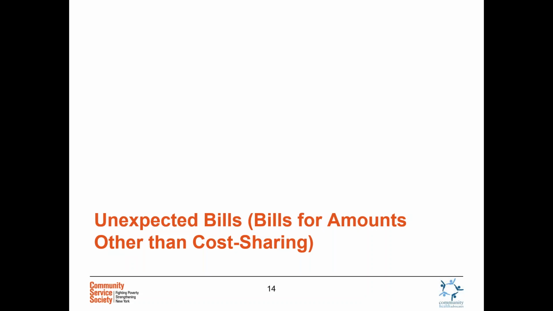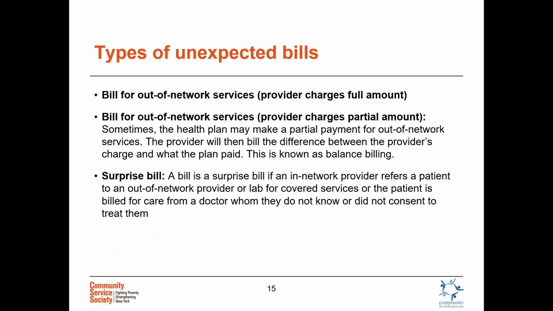Okay, so we're going to briefly talk about unexpected bills. I couldn't really think of just one term to describe all of these types of bills, so I just labeled them unexpected bills. These are bills in amounts other than cost sharing. Oftentimes insured consumers are used to cost sharing, so they're expecting a copay. But what happens if they get a bill in the mail and it's an amount that seems to be something other than their cost sharing?